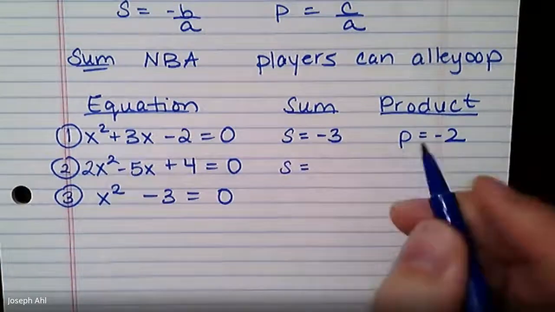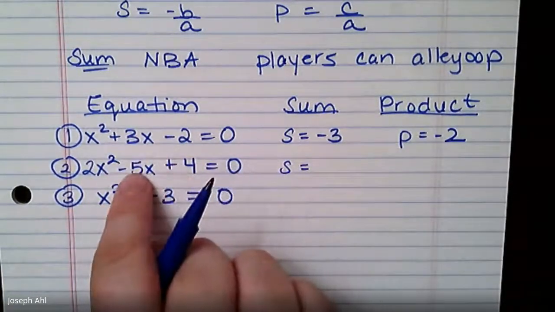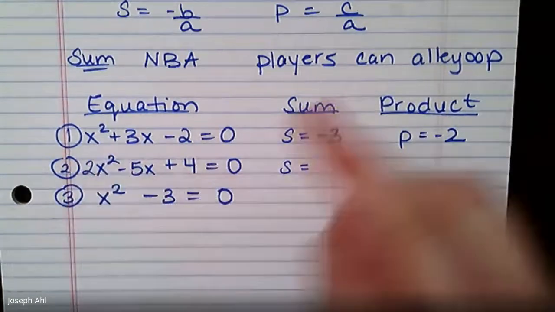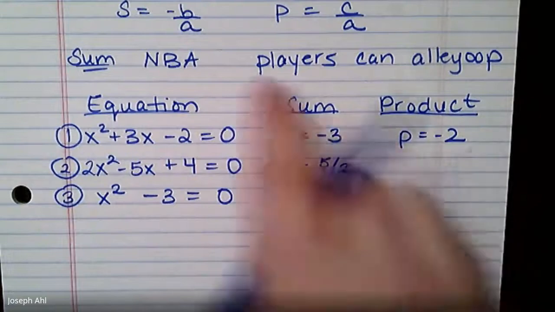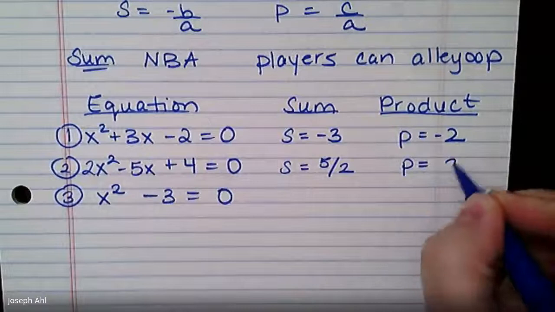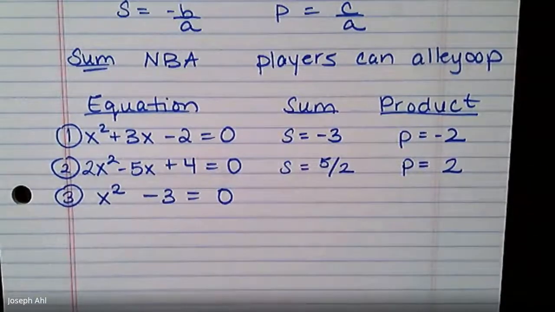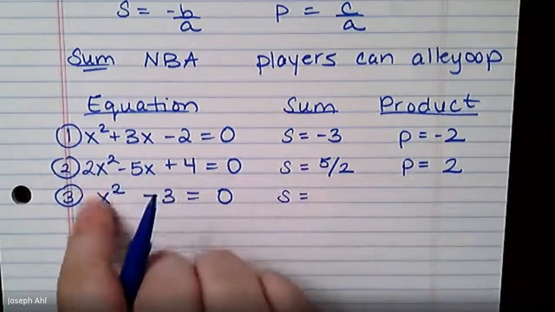Moving on to the second equation, 2x squared minus 5x plus 4. The sum is the opposite of this number, so 5, but oops, divided by 2. Don't just write 5, but it's 5 halves. B over A. Okay, the product would be C over A, so the product would be 4 over 2, which is just 2. Easy enough.